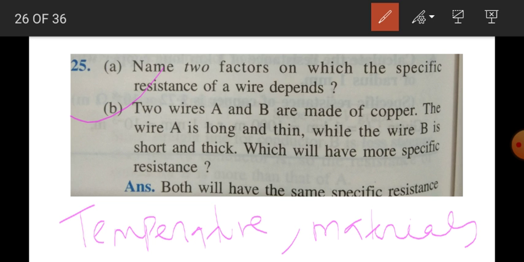Wire AB is made up of copper. A is long and thin, B is short and thick; which will have more specific resistance? Since both the wires are of copper, the same material, specific resistance will be the same. This is resistivity. Although the resistance, which is the obstruction to the flow of current, will be different because the length is different, we are talking about specific resistance or resistivity. So it depends upon temperature and material.